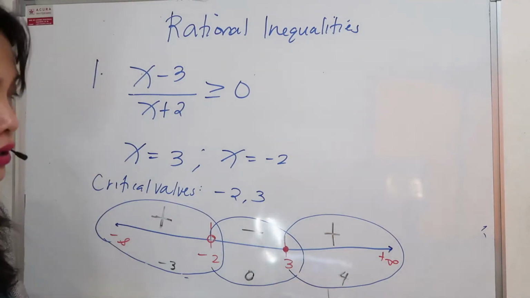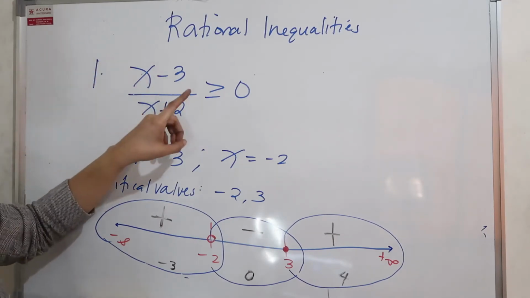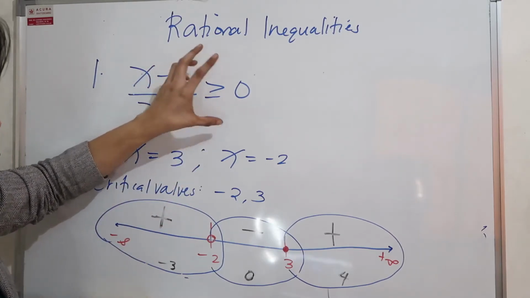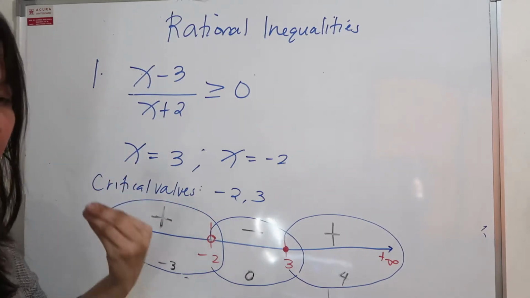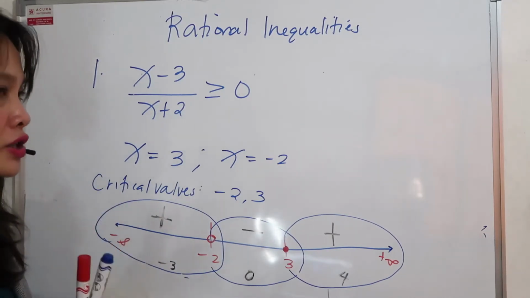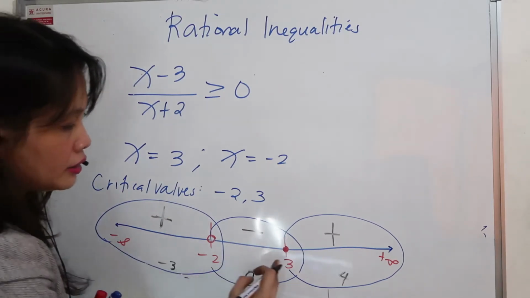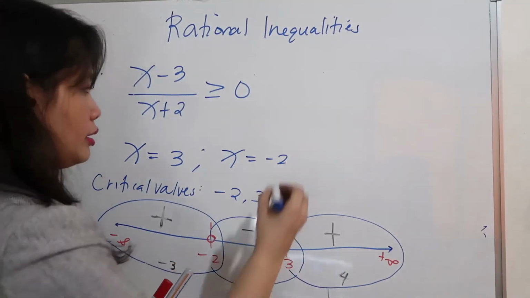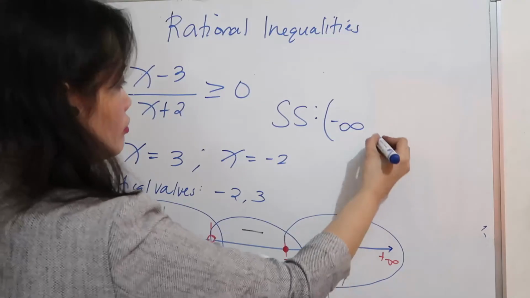Now, going back to your inequality, if you have noticed, the inequality symbol is greater than or equal. If it's greater than, you choose the intervals or regions with a positive sign. Those intervals are negative infinity to negative 2, and then 3 to positive infinity. Therefore, your solution set is from negative infinity to negative 2.